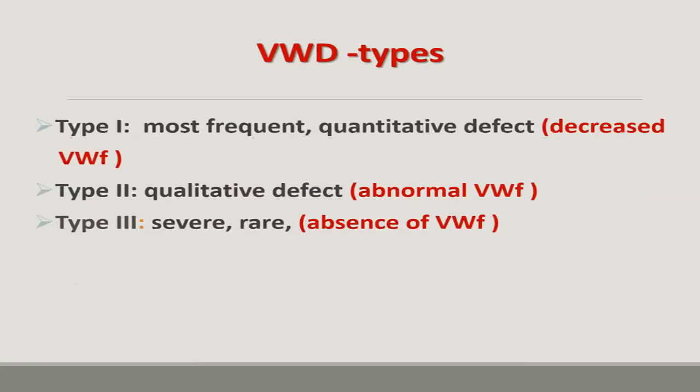The types of von Willebrand disease: we have type 1, which is the most frequent. It is associated with a quantitative defect in von Willebrand factor. It is decreased but not absent. Type 3 is severe and rare, associated with absent von Willebrand factor. This is similar to hemophilia A. In type 2, the amount of von Willebrand factor is normal, but it has abnormal function due to a qualitative defect.